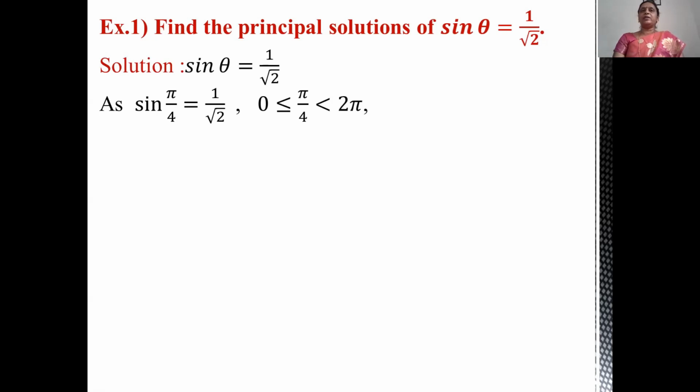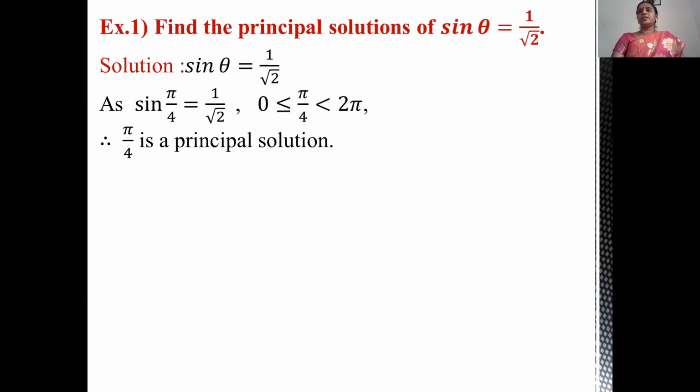From that table, you see that at pi by 4, the value of sine theta is 1 by root 2, and pi by 4 is nothing but 45 degrees. Obviously, that lies in the interval 0 to 2 pi. Again, I am writing the angle in radians only, not in degrees. Okay. Then, pi by 4 is a principal solution.